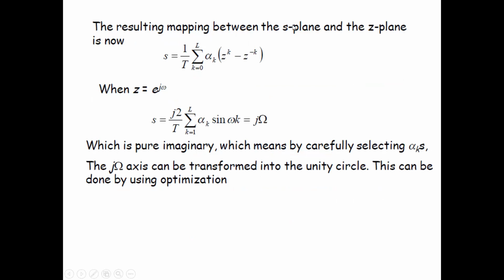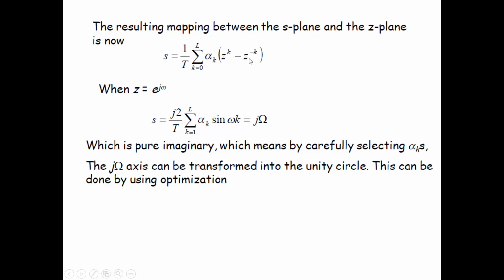Now the resulting mapping between the S plane and the Z plane is S equal to 1 by T, sigma k going from 0 to capital L, alpha k (Z to the power k minus Z to the power minus k). So we have to replace every S with this factor to get the transformation.